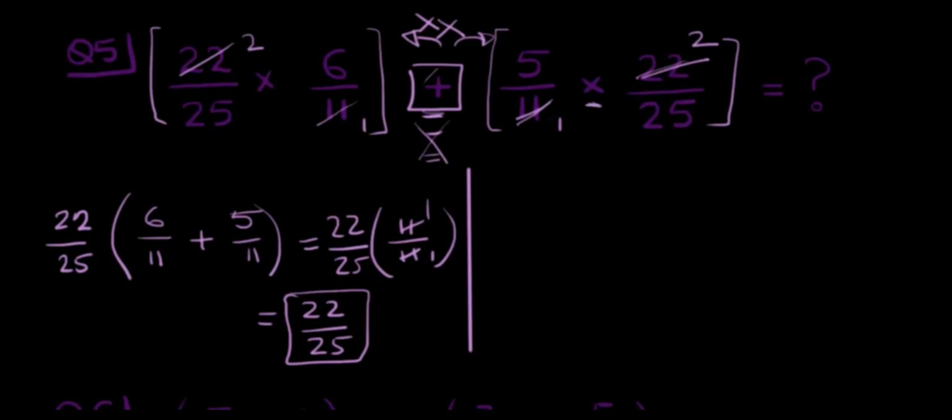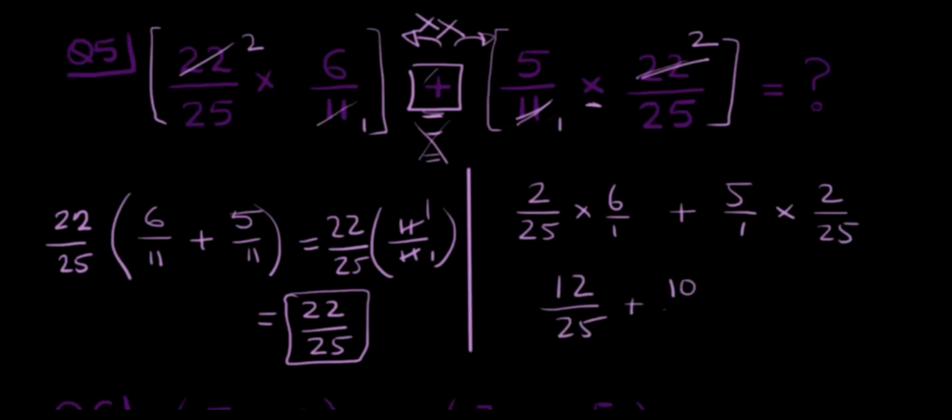Now that that's done, I've got 2 over 25 times 6 plus 5 over nothing, 1, that's also over 1. You write it, you don't write it, it's the same thing. Okay, so if I multiply them in, I have 2 times 6, 12 over 25, plus 5 times 2, 10 over 25. That's 22 over 25. It's up to you, whichever way clicks first.